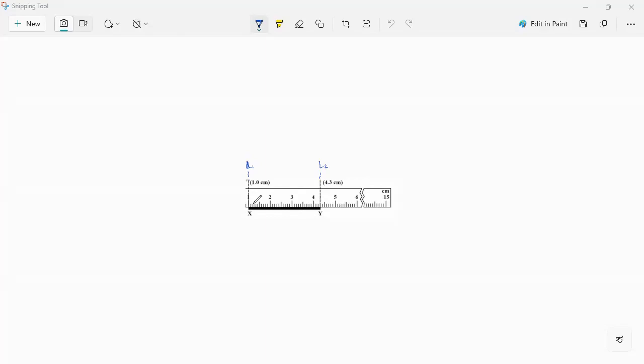So we need to calculate the length of this rod XY. The value at X is 1 centimeter. The reading at Y is 4.3 centimeters. What is the length of XY? The XY rod. Yes, you can send the answers in the chat.